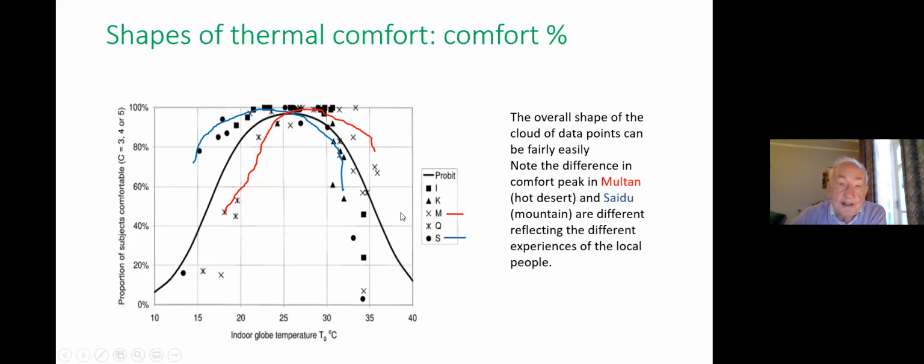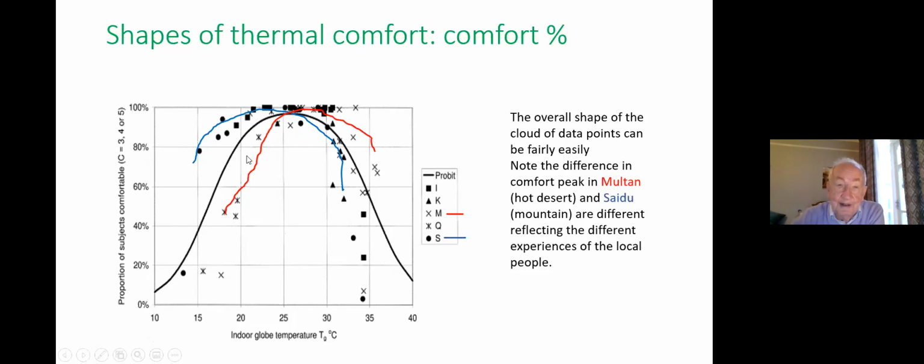The 20% is taken by ASHRAE as acceptable, to have 20% of people uncomfortable. And you can see that between about 20 and 35 over the whole of Pakistan, there are less than 20% uncomfortable. If you take just Multan, which is the red one, they're fewer than 20%.